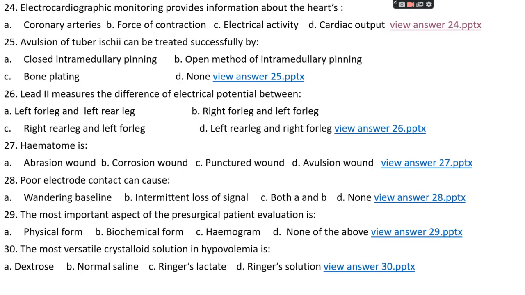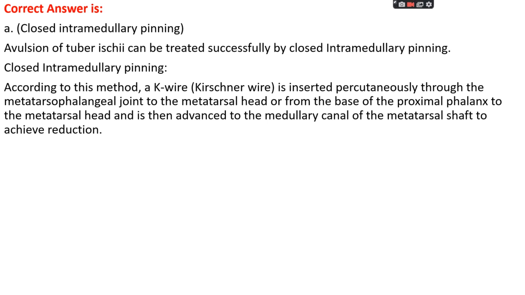Question number 25. Avulsion of tuber calcis can be treated successfully by option A, closed intramedullary pinning, option B, open method of intramedullary pinning, option C, bone plating, option D, none. The right answer is option A, closed intramedullary pinning. Avulsion of the tuber calcis can be treated successfully by closed intramedullary pinning.